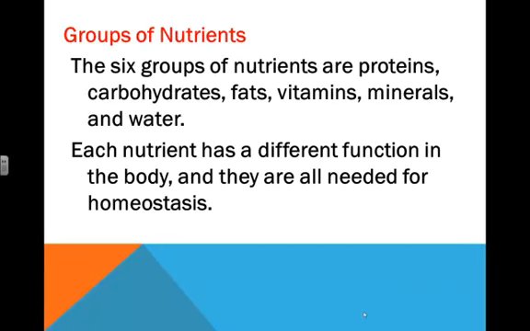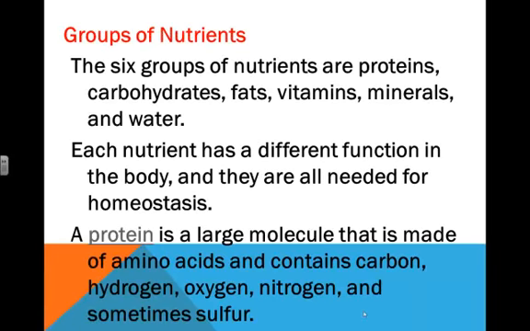There are 6 groups. The 6 groups are proteins, carbohydrates, fats, vitamins, minerals, and water. Each nutrient has a different function, a different reason why our body needs them. We need all of these 6 in order to maintain homeostasis, that balance inside. So we're going to talk about these 6 groups of nutrients.